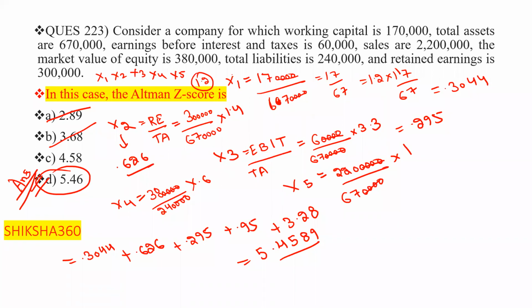And one more question they will basically ask in the examination. So Z is 5.46. What is the probability of default? Clear? If Z is 5.46, what is the probability of default? Low, moderate, high, or none of the above. Basically, as Z is increasing, the probability of default is going to go lower. So this is basically low probability.